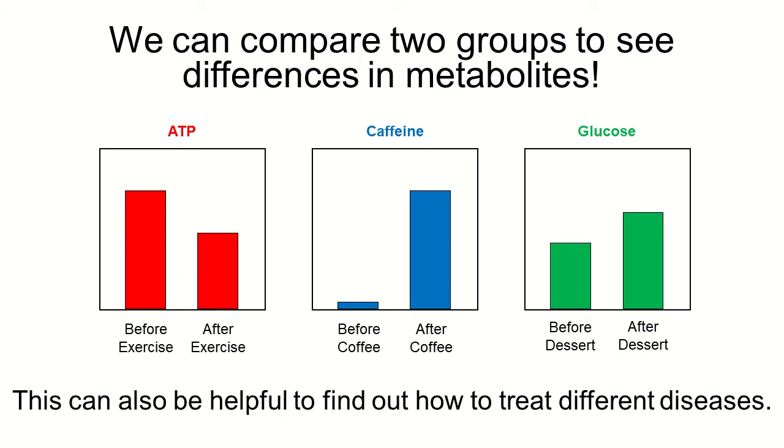For example, because we use energy when we exercise, our level of ATP is probably going to be lower than before exercising. Or, right when we get up in the morning, we probably won't have much caffeine in our body, but that's probably going to go up after drinking some coffee. And glucose levels are probably also going to go up a little bit after we eat some dessert. This information is really helpful to find out how to treat different diseases like cancer, diabetes, and more.